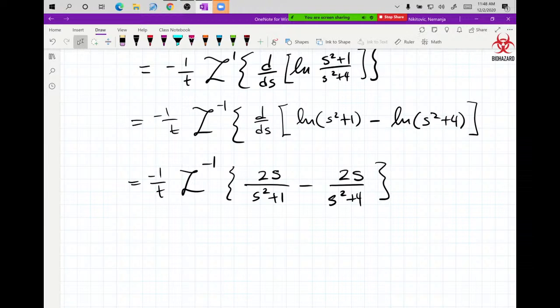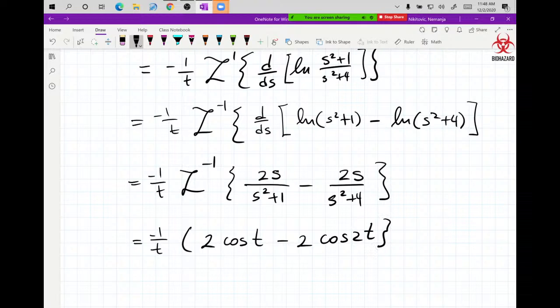Right? Well, these are our basic Laplace guys, and they're already separated by a minus sign, right? These are your cosines because they have s over s squared plus something squared. So negative 1 over t, and then you have open parenthesis 2 cosine t minus 2 cosine 2t, right?